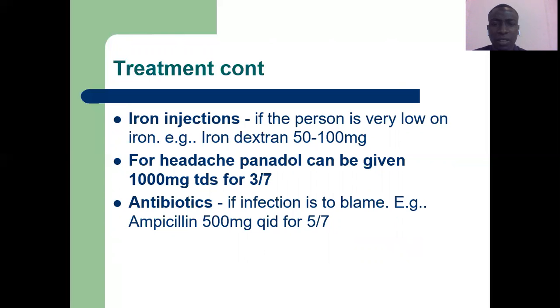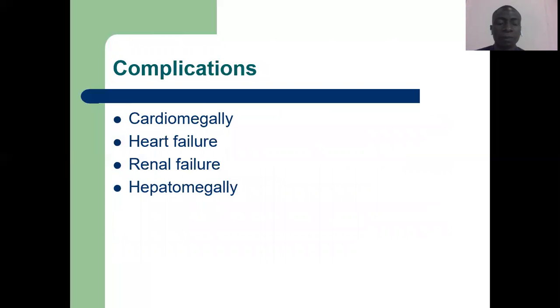Iron injection, if the person is very low on iron, you can give iron dextran 50 milligrams to 100 milligrams. For headache, you can give paracetamol 1 gram for 3 days. Antibiotics can be given. If there's too much infection, you can give ampicillin 500 milligrams. Don't give chloramphenicol because it suppresses the bone marrow.